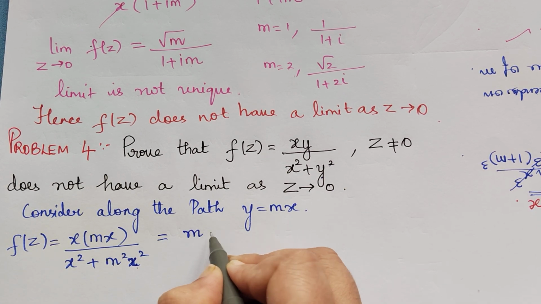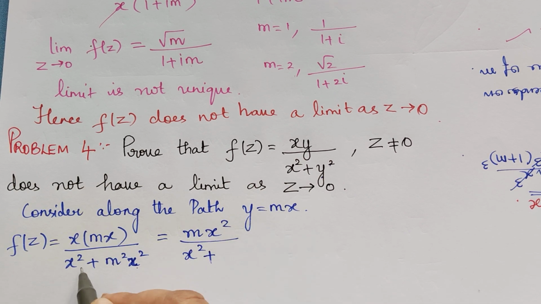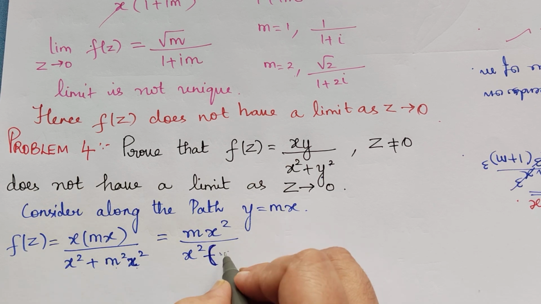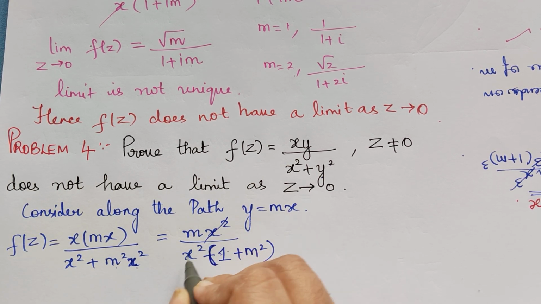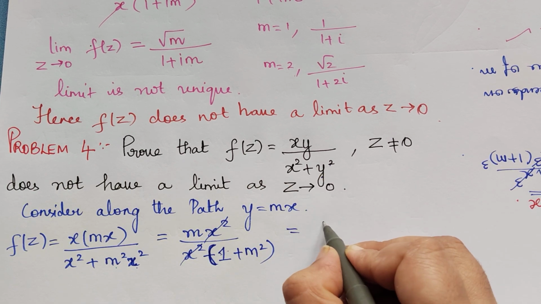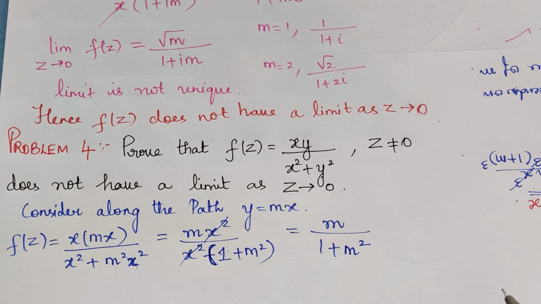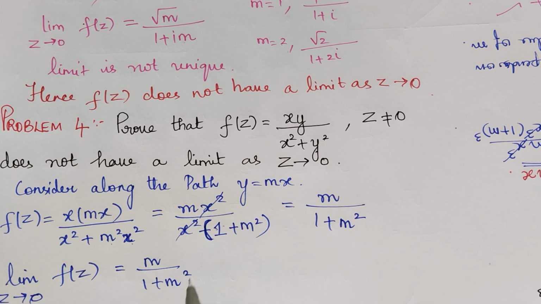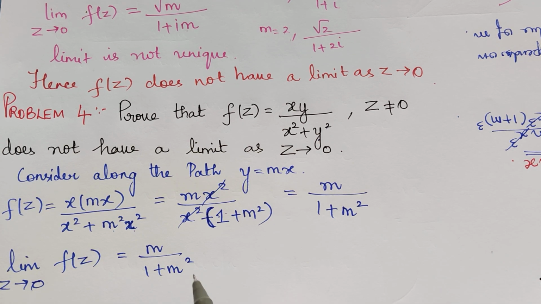In the numerator you will have m x square divided by x square plus m square x square. So you can take that x square in the denominator common, it will become 1 plus m square. So this x square and x square get cancelled and you get m by 1 plus m square. We see that the value of the limit depends on the value of m. So limit z tends to 0, f of z equals m by 1 plus m square.